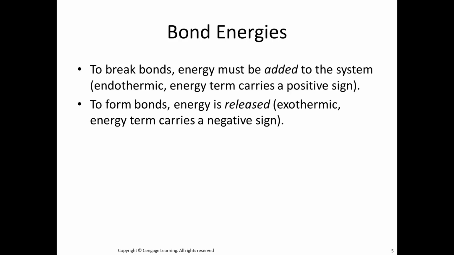Now, when we look at bond energies, we're looking at the energy associated with an individual chemical bond. To break bonds, energy must be added to the system. This is endothermic. The energy term here carries a positive sign. When bonds form, energy is released. When energy is released from our system, this is exothermic, and the energy term carries a negative sign.